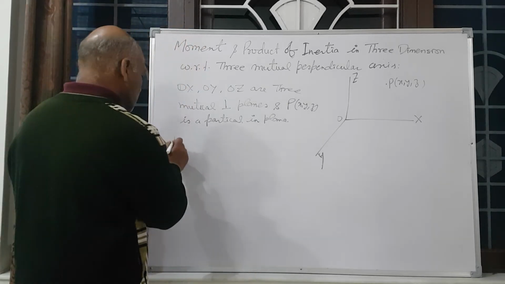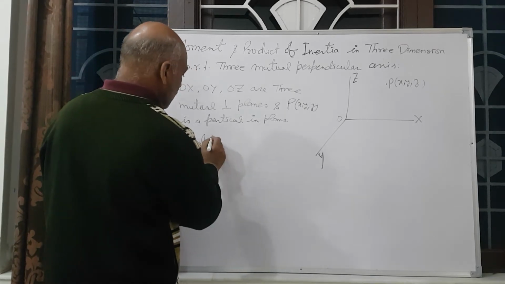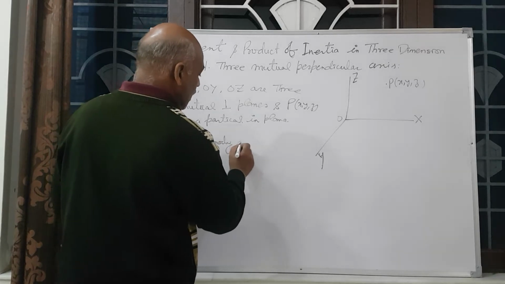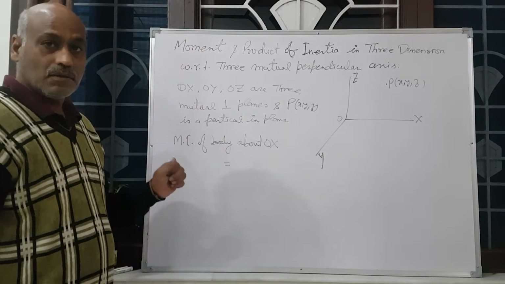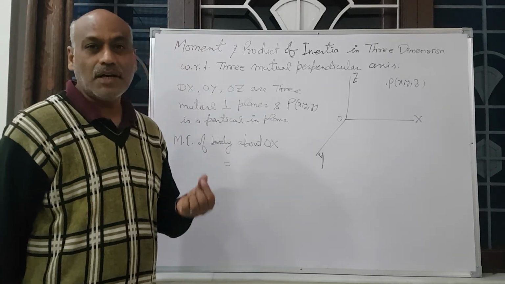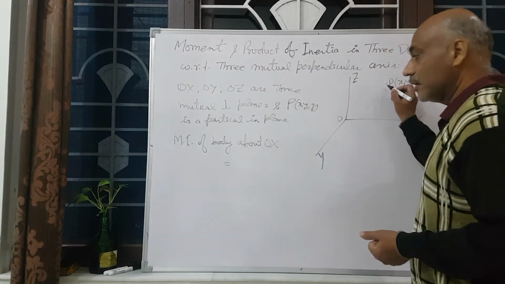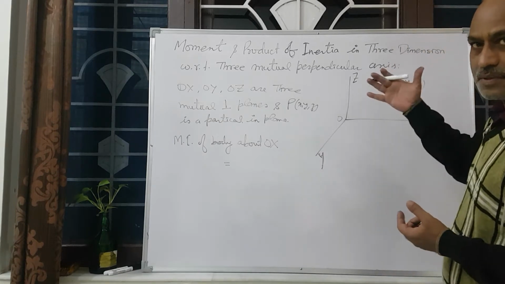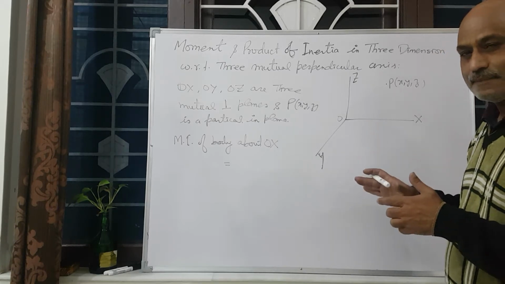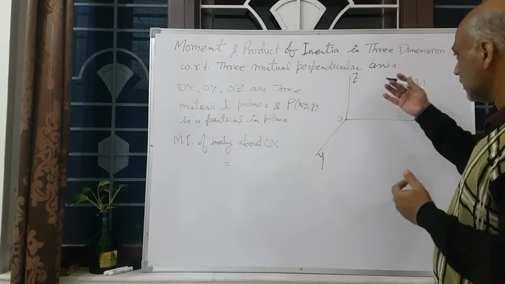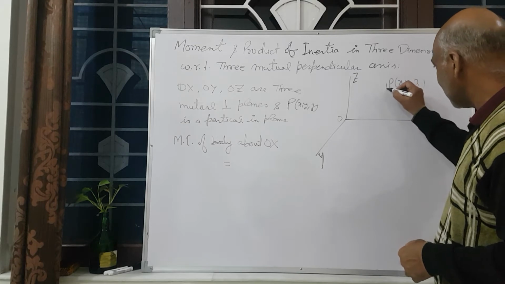Then the moment of inertia of a body about OX means mass times the perpendicular distance from the OX axis. Suppose we draw the perpendicular here. This board is given in two dimensions, so we have to imagine it in three dimensions. Suppose it comes out in front of this board. So suppose the perpendicular distance is this one.